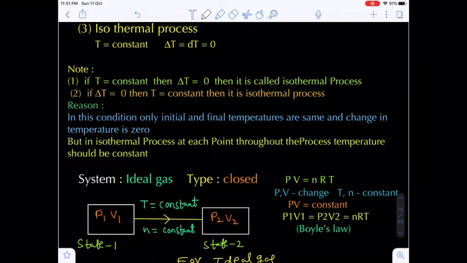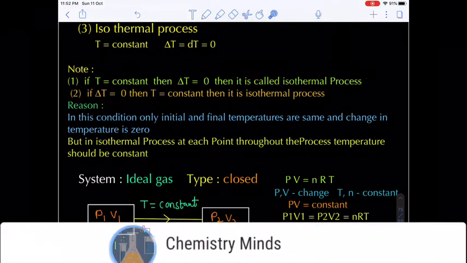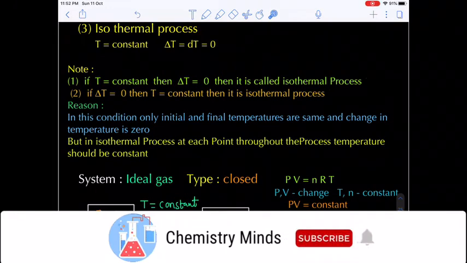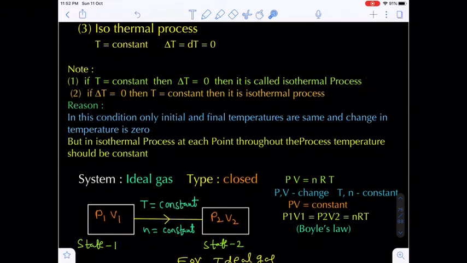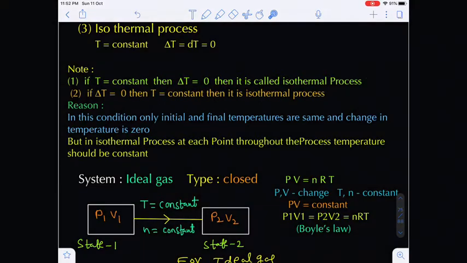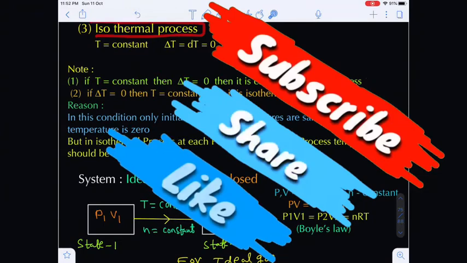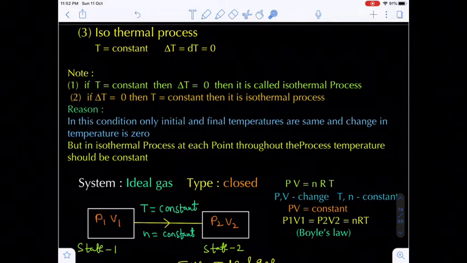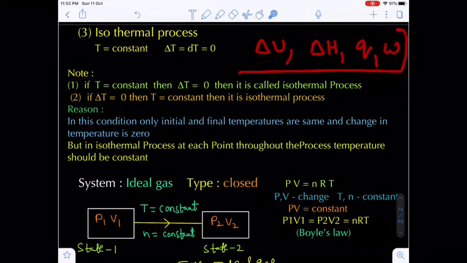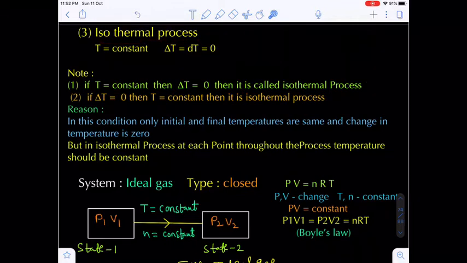Hello students, in the last class we completed the calculation of del U, del H, Q and W in isochoric process and isobaric process. In today's lecture we are going to discuss the isothermal process. In an isothermal process, how do we calculate the change in internal energy, change in enthalpy, heat exchange and work done? So these four parameters we have to calculate in which process? Isothermal process.